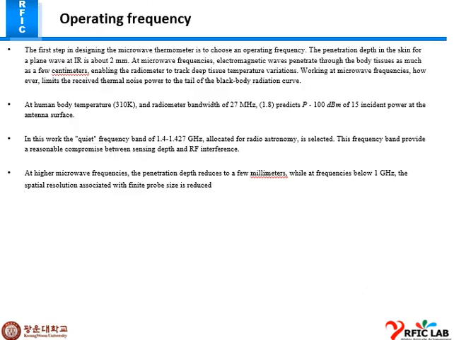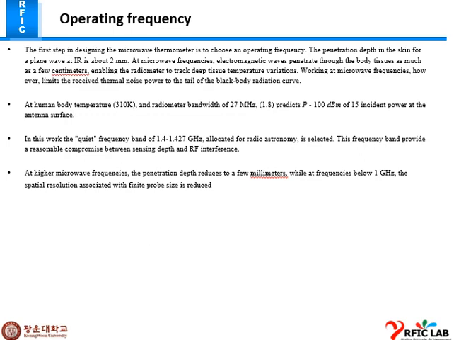Now, what was the operating frequency? The first step in designing the microwave radiometer is to choose an operating frequency. As you may be aware, the penetration depth in the skin for a plane wave at IR is about 2 mm. At microwave frequency, electromagnetic waves penetrate through body tissues a few centimeters, enabling the radiometer to track deep tissue temperature variation when working at microwave frequency.